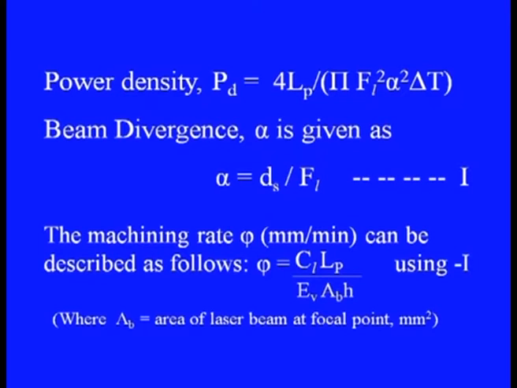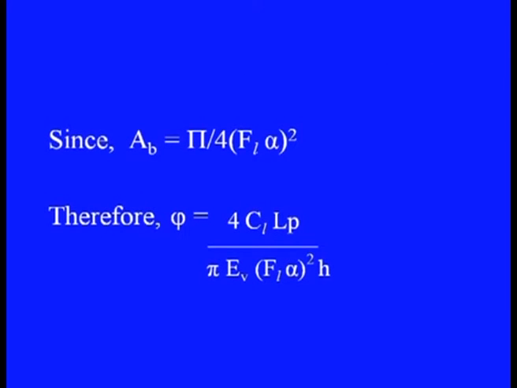On the other hand, the machining rate in millimeter per minute can be described as follows: machining rate phi is given by C L into L p divided by E v into A b into H, where A b is the area of the laser beam at the focal point expressed in millimeter square. A b is described by pi by 4 f L into alpha whole squared. Therefore, finally, we get the material removal rate phi as 4 C L into L p divided by pi E v into f L into alpha squared into H.